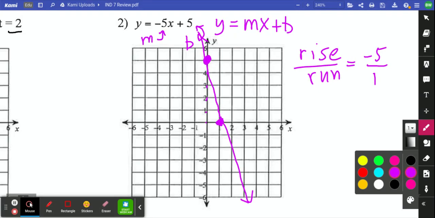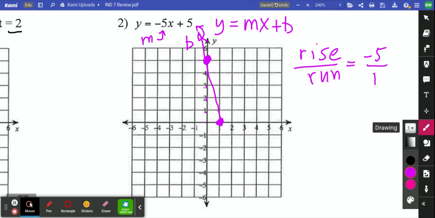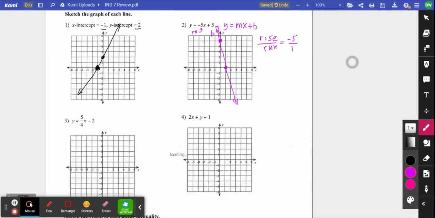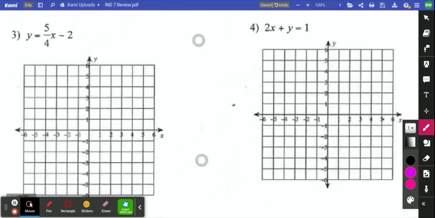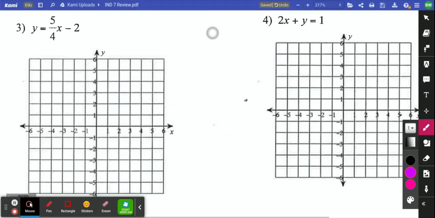Not very good at drawing on this at all. We'll try to do a little bit better. Okay, make the line. You get the idea, even though mine is not very good. Okay, so the next one, that's also in slope-intercept form.